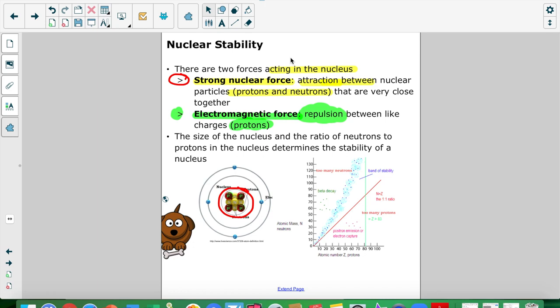Now, the size of the nucleus, so how many particles it has in it, and the ratio of neutrons to protons will determine how stable that nucleus is, okay? We were talking about stability and how a nucleus is stable when the strong nuclear force and the electromagnetic force are actually balanced with each other. But the size of the nucleus, so how many particles we have in the nucleus, and what's the ratio of protons to neutrons, that is going to determine the key word here, which is the stability of the nucleus, okay?